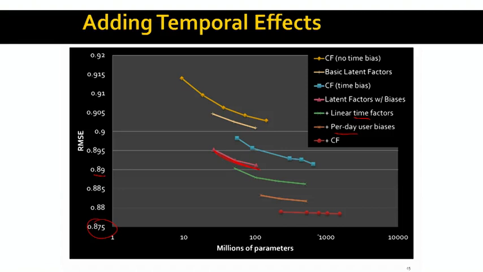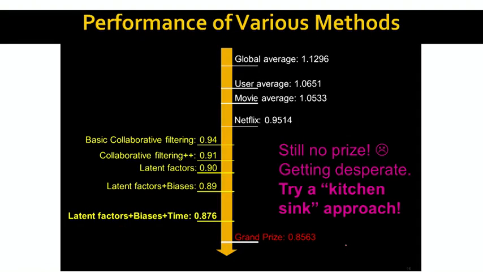Notice now that the number of parameters of these models is ridiculous. It's like 1 billion parameters, which is huge. It's about 10 times more than what we have in data. But still, we are disappointed. We are not even close to the prize. So given that we are not even close to the prize, what do you do? You get desperate and try a kitchen sink approach, which basically means you just throw everything together and hope it will work.